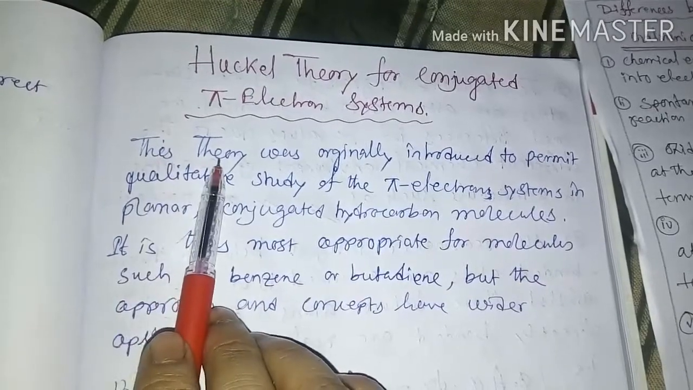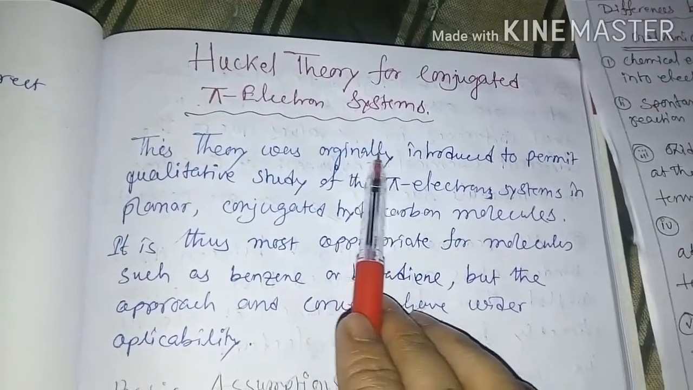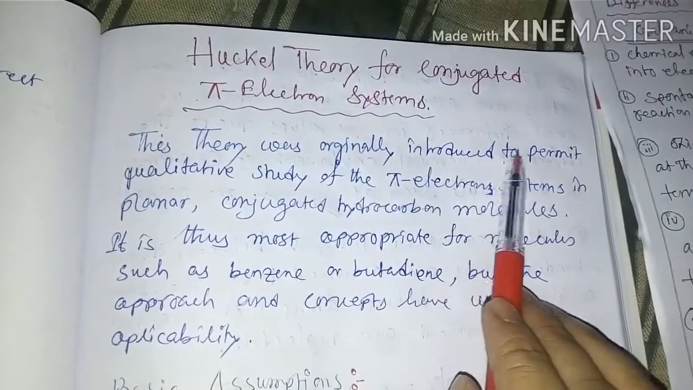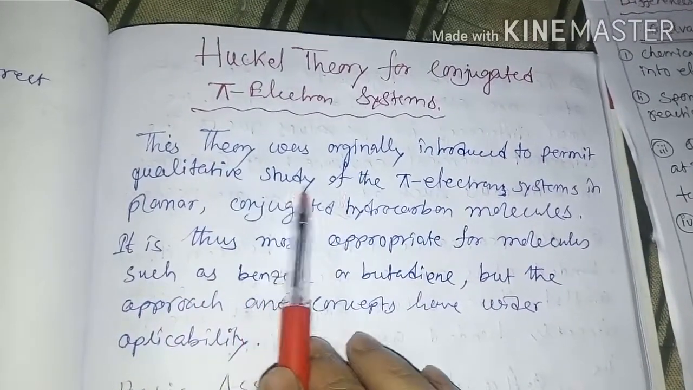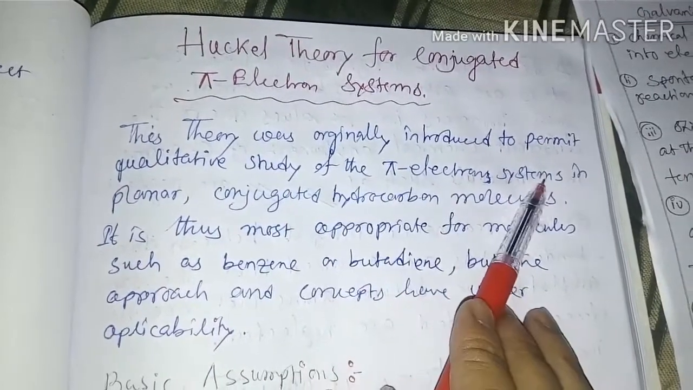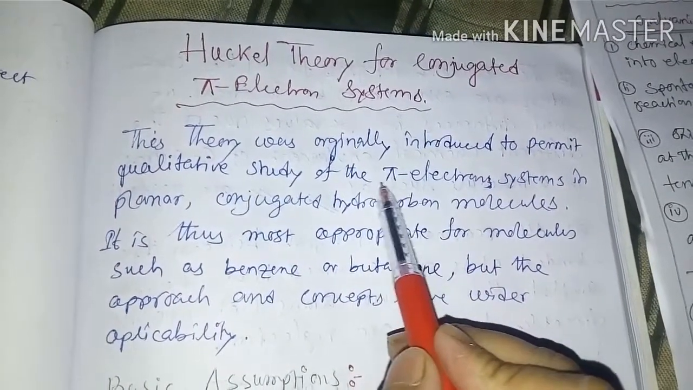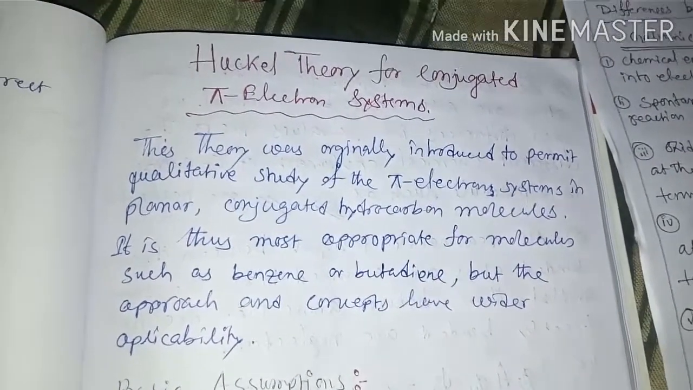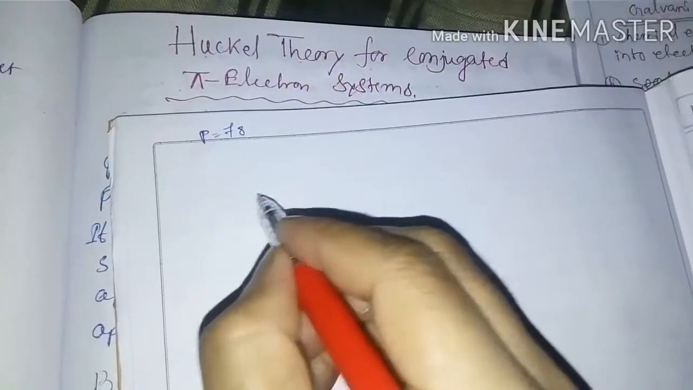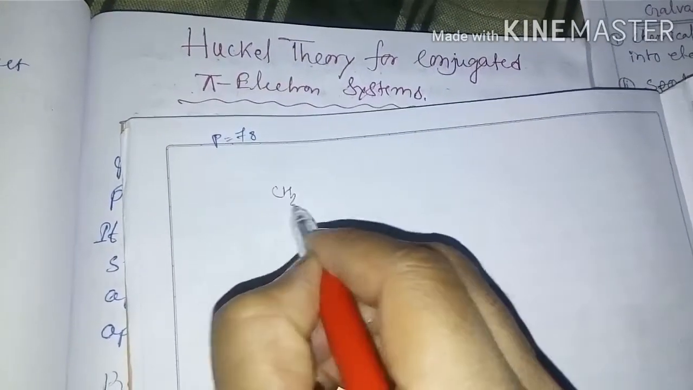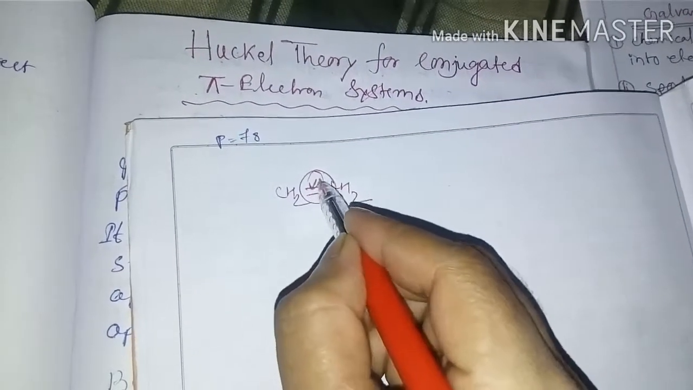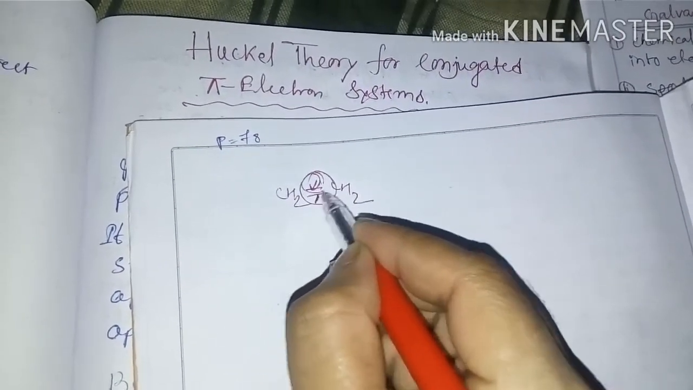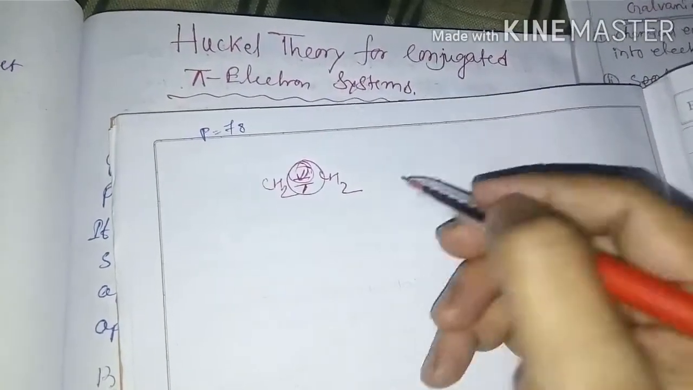This theory was originally introduced to permit qualitative study of the pi electron systems. Pi electron system, all of you know this one. Suppose one example, CH2 double bond CH2. So here a pi electron system is there. One is pi, another one is sigma. So this is one example of a pi electron system.